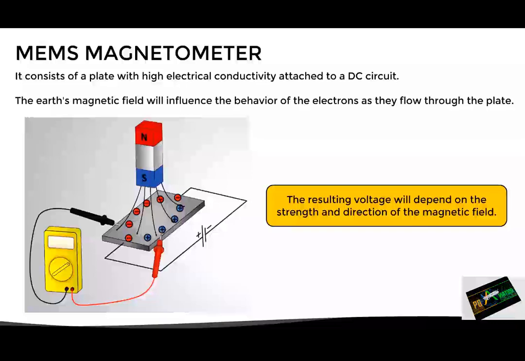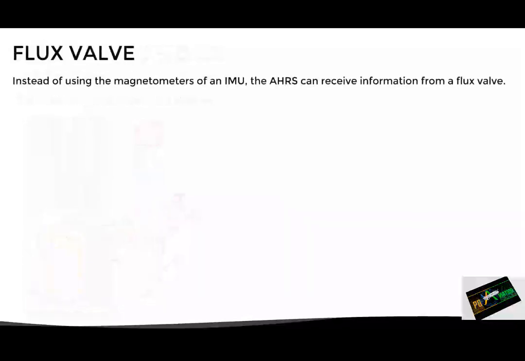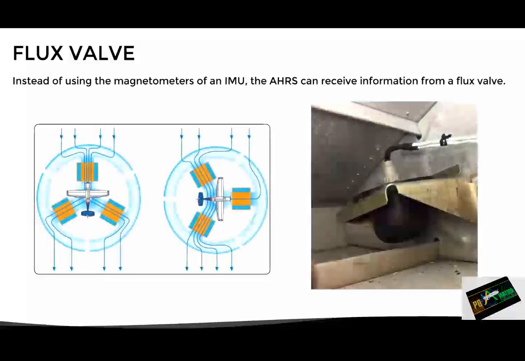However, in aviation we have a big problem with this type of magnetometers since they are affected by electromagnetic interferences from the avionics or the engines. So, to solve this, instead of using the magnetometers of the IMU, the AHRS can receive information from a remote flux valve, which we have already discussed in detail in the video about the remote indicating compass.